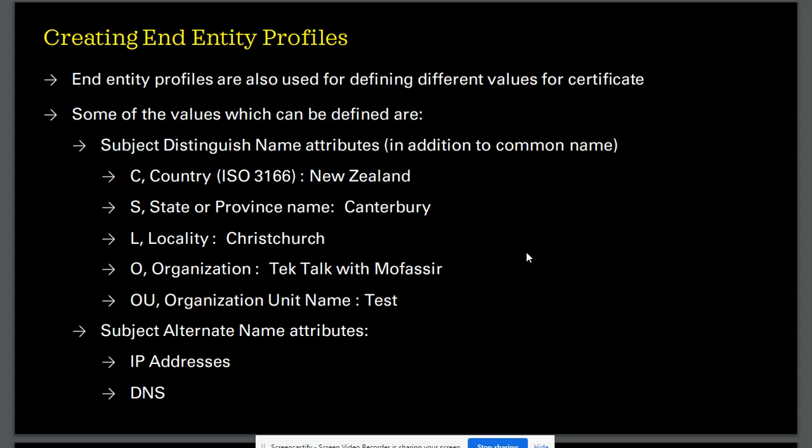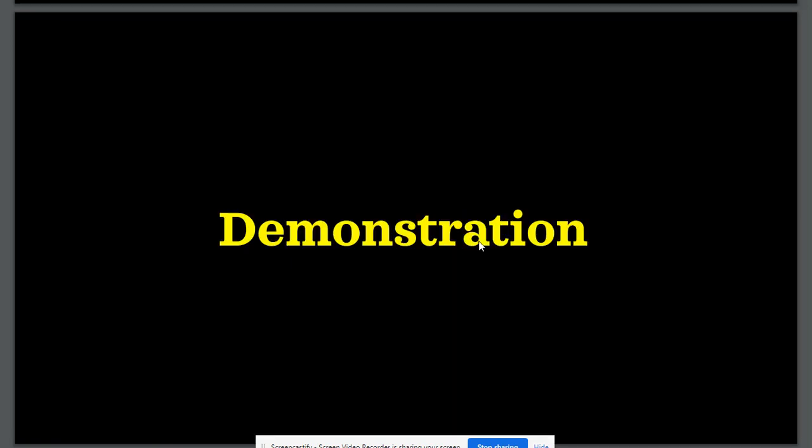It is similar to that one, the only thing is that it will basically be defining different values of the certificate. So in case of an entity, we can define, for example, subject distinguished name attributes. By default, it only consists of common name, but we can add country, state, locality, organization unit name. We can basically add or define the values. So anyone who will use this profile, all these values will get imported into that certificate. And we can also import the values which are defined in the certificate profile within the entity profile. I will show you how to do this in the demonstration.